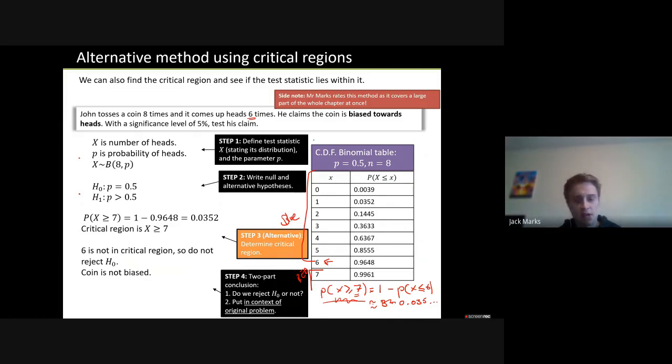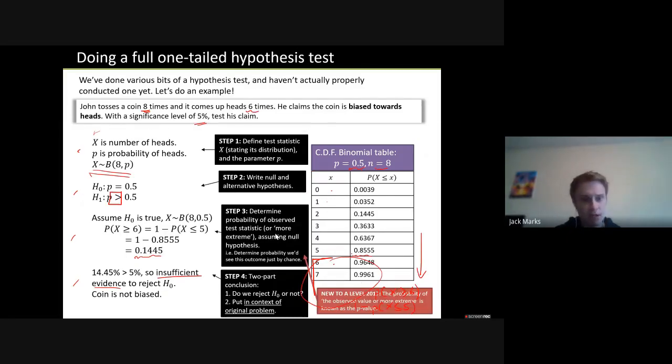Okay. Sometimes a question will make you pick one of these approaches in particular. So sometimes a question might say, part A, determine the critical region. Part B, do a hypothesis test. Yeah. So you must know how to do this one. And obviously that was examined in the chapter before. But this is another way that you can do a hypothesis test as well. So really, you need to be aware of both ways of doing it.